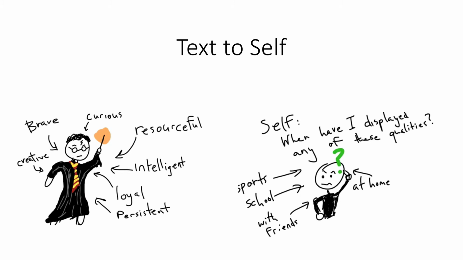So when have you displayed one of these qualities, in your life at school or at home or sometime when you were with your friends? Did you act like any of his traits? And also, it doesn't have to be a character trait. It can be an event that has happened to you or someone that you know about. But that's making it personal.